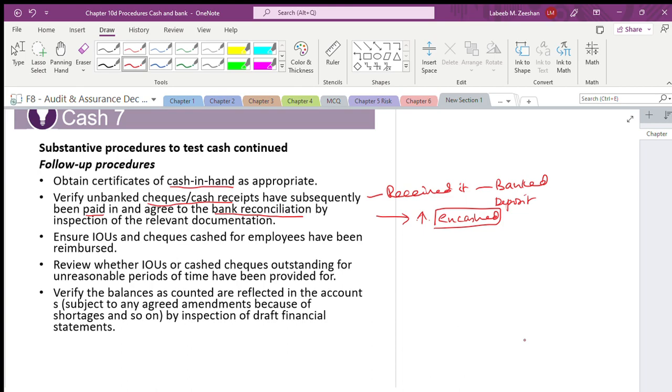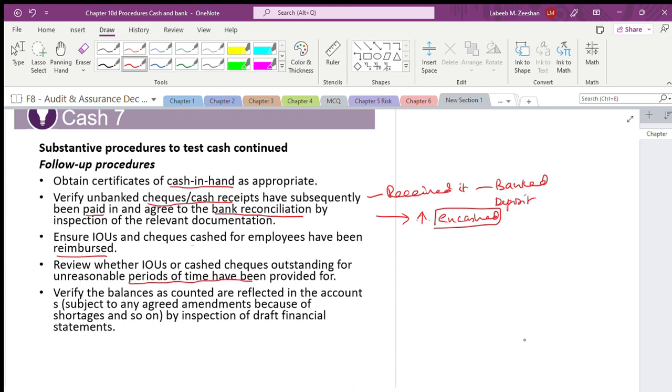Ensure IOUs, advances and checks cashed for employees have been reimbursed. Don't keep anything pending. By 31st December, you should not keep anything. The accounts have to be cleared. We say this on paper, but in practice it will not happen. There will be some plus or minus. That's a different issue. Check whether any advances or cash checks outstanding for reasonable periods of time have been provided for.